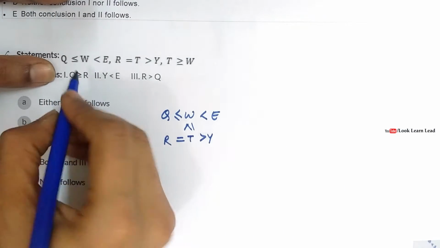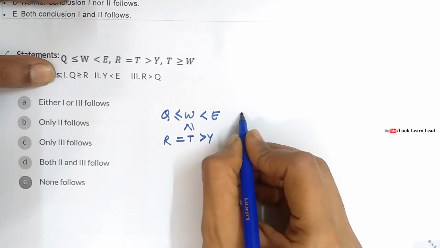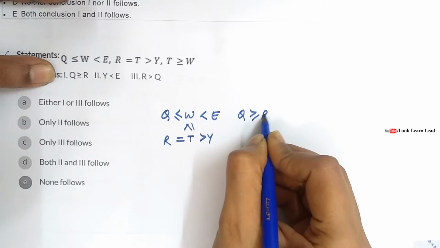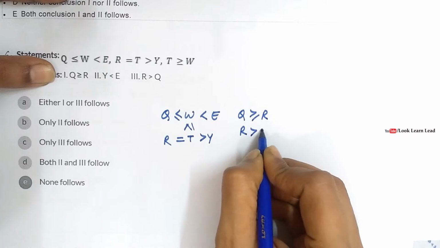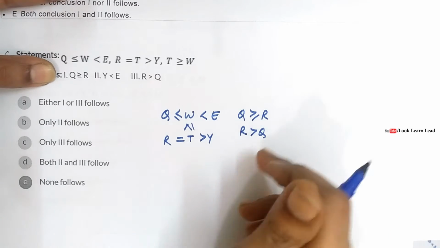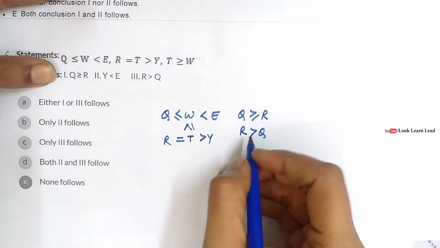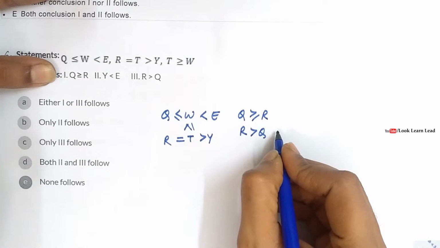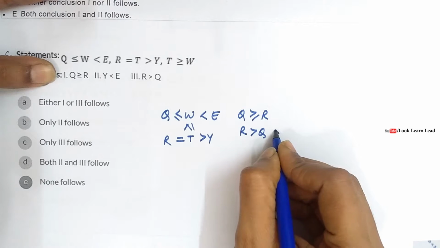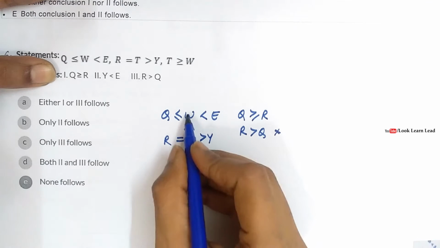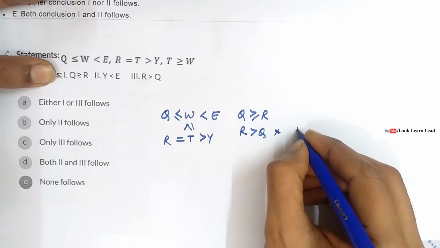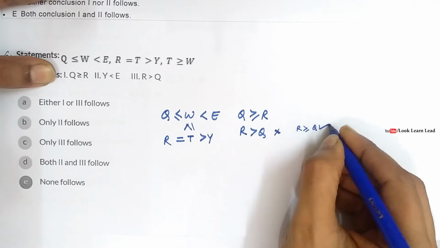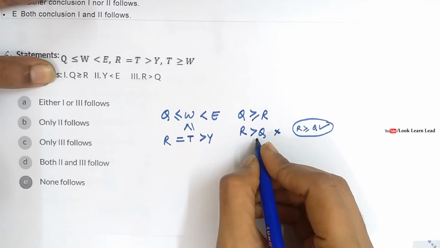Now see, here we have a complementary pair. We have Q is greater than equal to R and R is greater than Q. Now first let us check whether they both are false or not. R is greater than Q. It is false. R is not greater than Q, because R is greater than equal to Q. R is greater than equal to Q is true, but R is greater than Q is false.